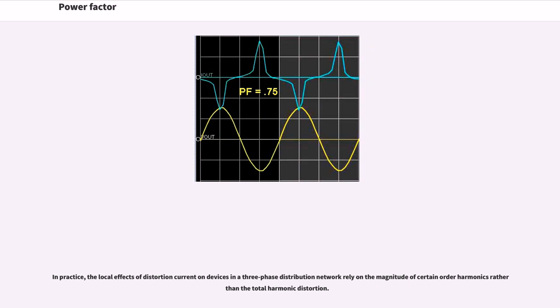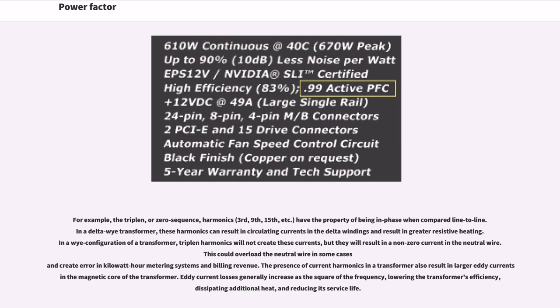In practice, the local effects of distortion current on devices in a three-phase distribution network rely on the magnitude of certain order harmonics rather than the total harmonic distortion. For example, the triplen, or zero sequence, harmonics have the property of being in phase when compared line to line. In a delta-Y transformer, these harmonics can result in circulating currents in the delta windings and result in greater resistive heating. In a Y configuration of a transformer, triplen harmonics will not create these currents, but they will result in a non-zero current in the neutral wire.